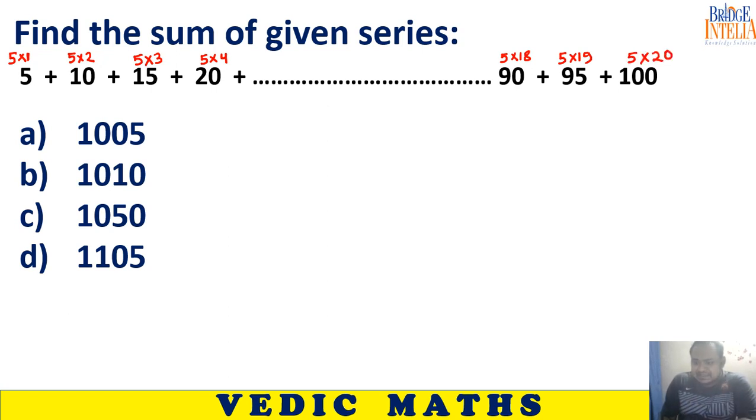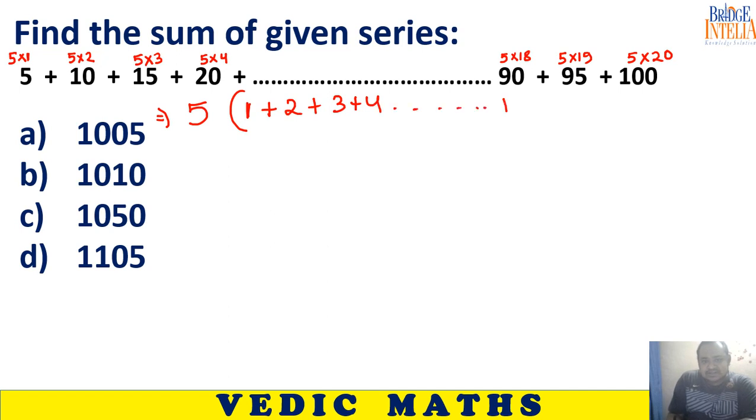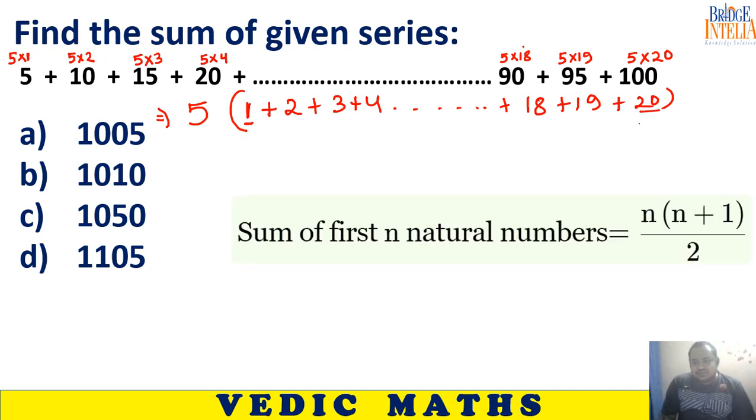So there is a big hint. The hint is that this series should be written in this manner. You take 5 outside as common. So 5 into the series 1 plus 2 plus 3 plus 4, and this series will continue up till what? 18, 19, 20. So 18 plus 19 plus 20. Now the series is in perfect condition for you to apply the formula, because the series begins from 1, includes every natural number in between and stops at 20. So you can use this formula.